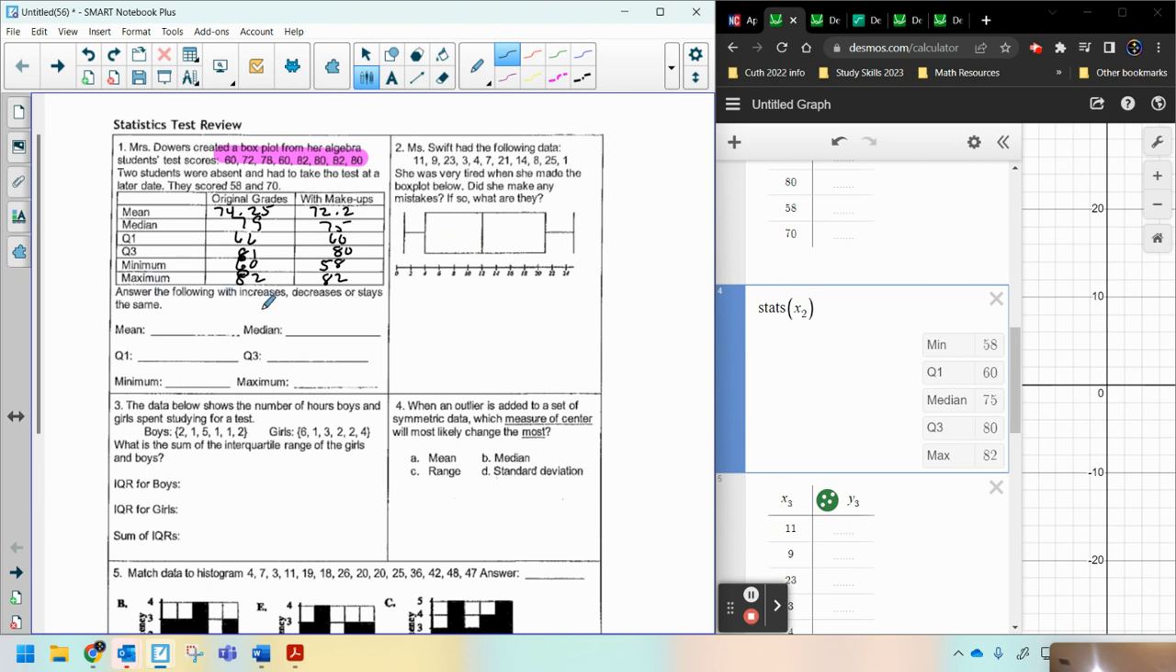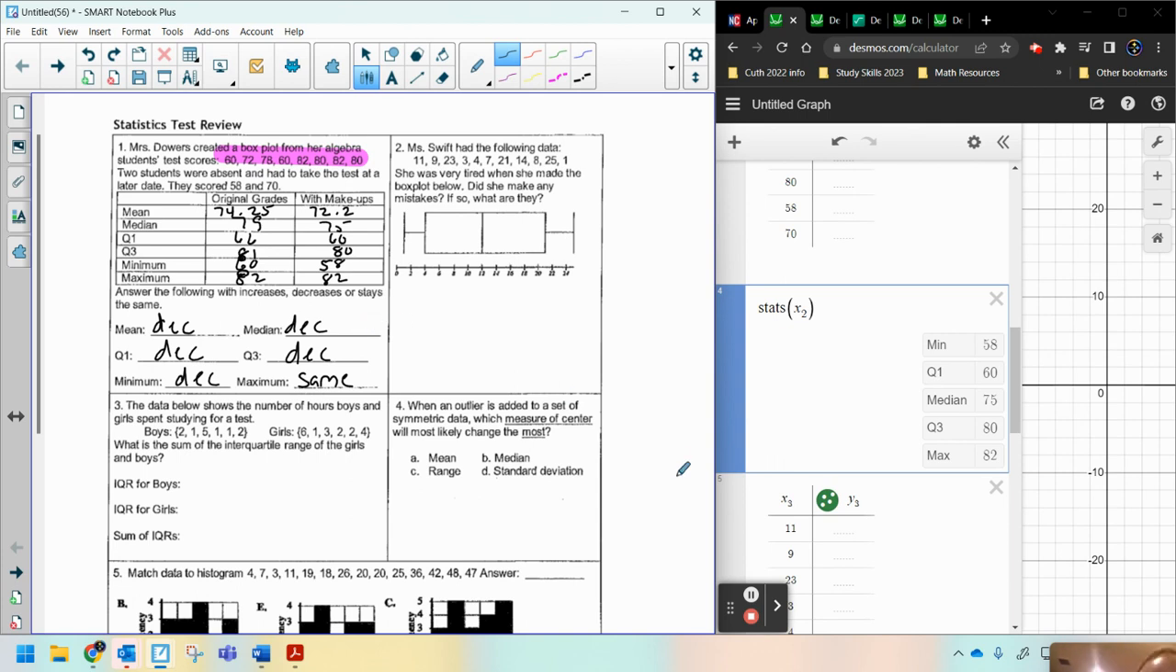Okay, so what do these do? Does the mean increase, decrease, or stays the same? So the mean decreased, the median also decreased, our Q1 decreased, our Q3 decreased, our minimum decreased. Wow, all decreased, and our maximum stayed the same. All right, there you have it for number one.